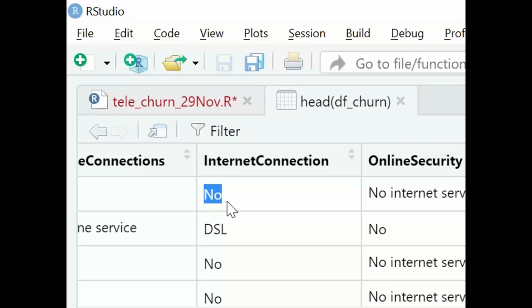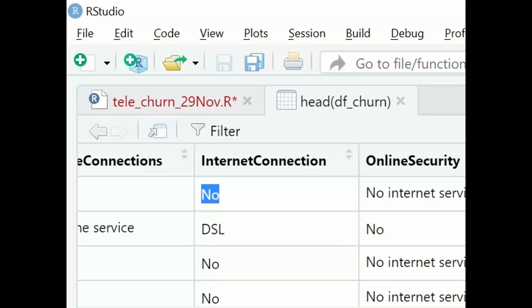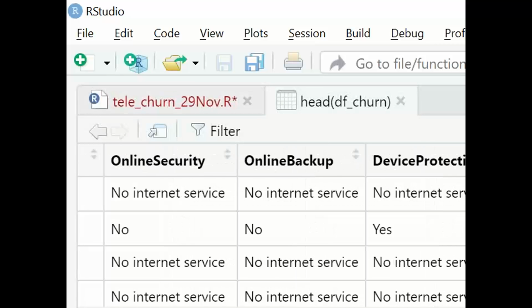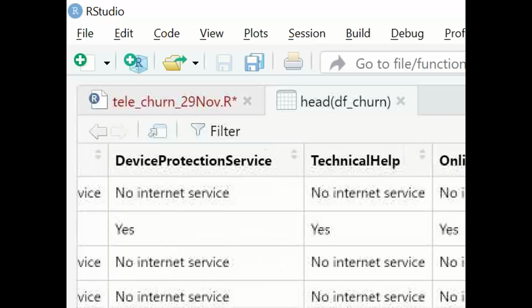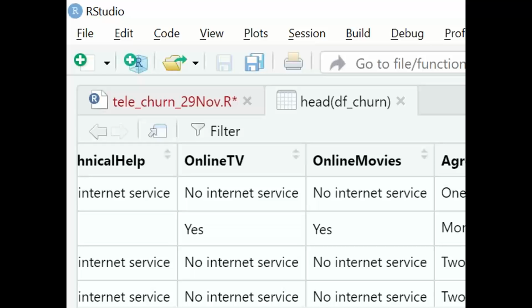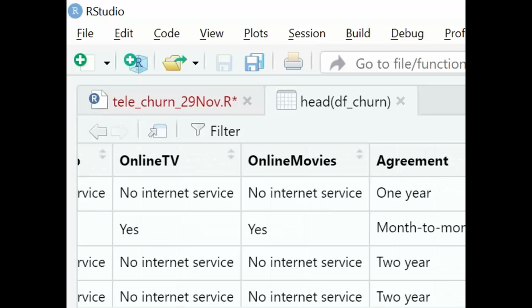But yes, if I am using the internet, I call up Airtel and say please provide me your internet connection also. After that, it depends upon me whether I would like to take the online security or not. That becomes an option for me. That is how this data is given to us. Then online backup, right? You have the device protection service, the technical help, online TV, online movies, the agreement, what is the tenure of their agreement, and what is the billing method that they are using, right?